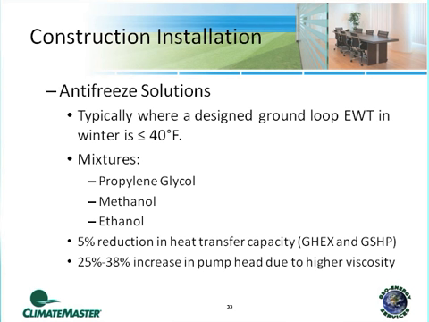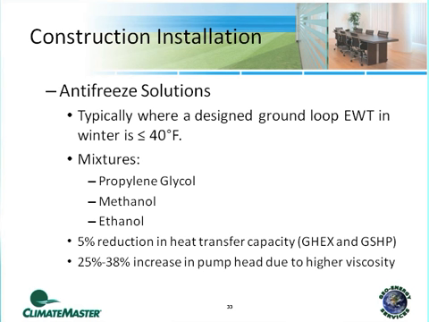As far as antifreeze solutions go, when do you use that? Well, I would say anytime you're designing a system where your entering water temperature or your loop fill temperature would be 40 degrees or less. Typical average mix ratios are somewhere in the 10, 20, or 30% ranges. And there are three common types of antifreeze solutions that people use: propylene glycol, which is food-grade glycol, safe to handle; methanol, which has a little bit more flammability concerns; as well as ethanol, which can also be used. They all have their trade-offs.